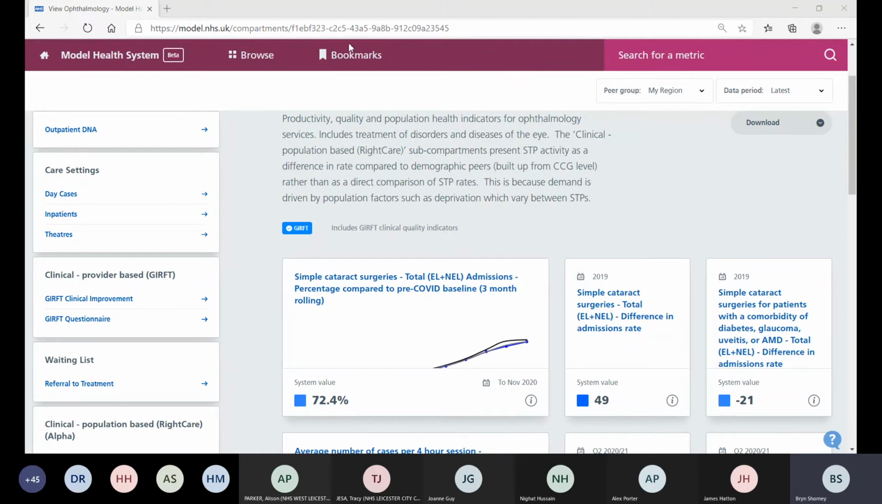Does that answer the question, Nigat? Alex, is there any other sort of follow-ups? I think it does. I think there's some other questions on more around that extra data coming online.